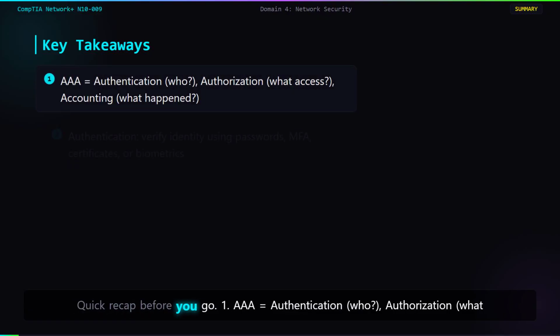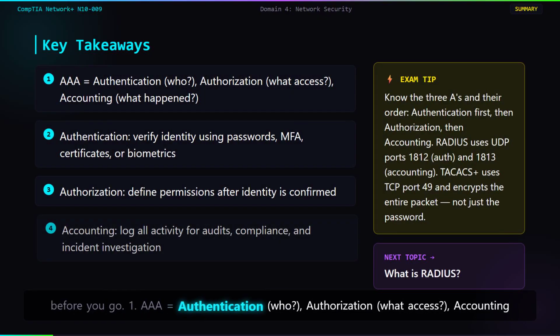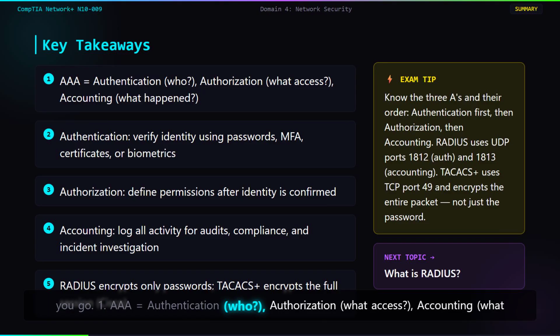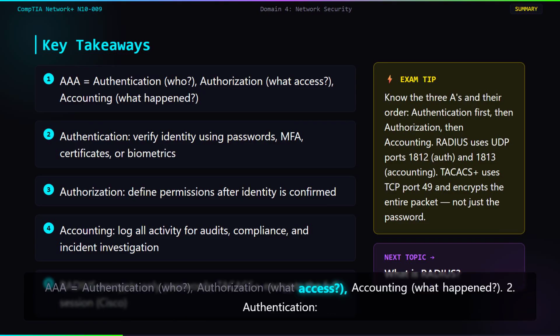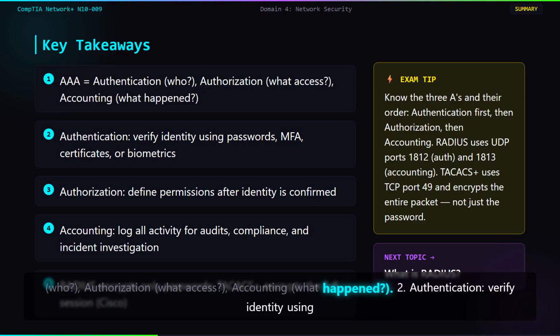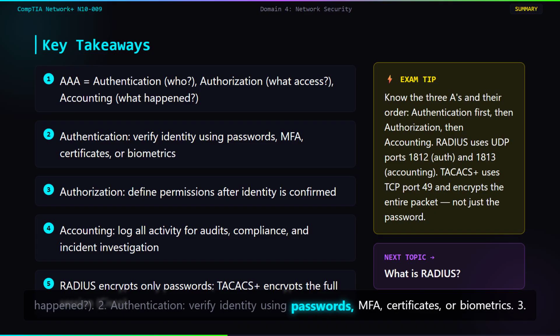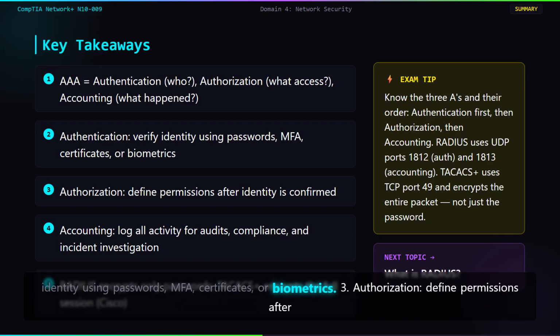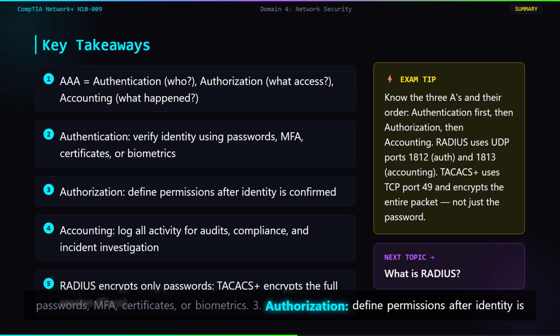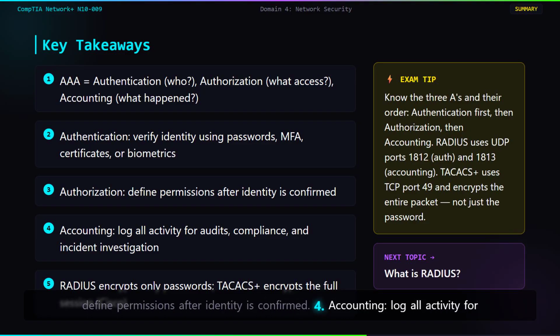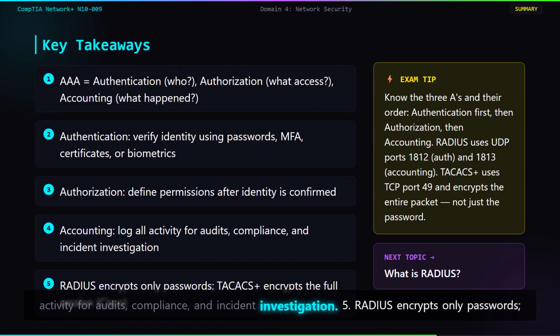Quick recap before you go. 1. AAA: authentication, who? Authorization, what access? Accounting, what happened? 2. Authentication: verify identity using passwords, MFA, certificates, or biometrics. 3. Authorization: define permissions after identity is confirmed. 4. Accounting: log all activity for audits, compliance, and incident investigation.